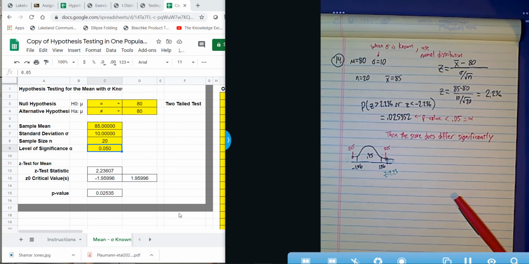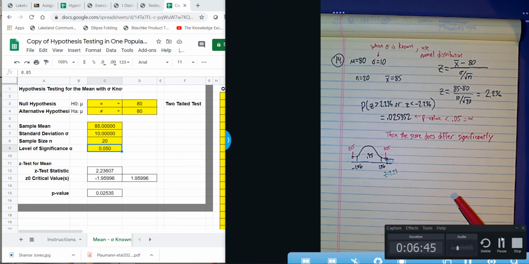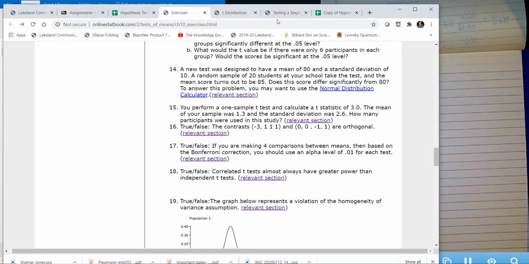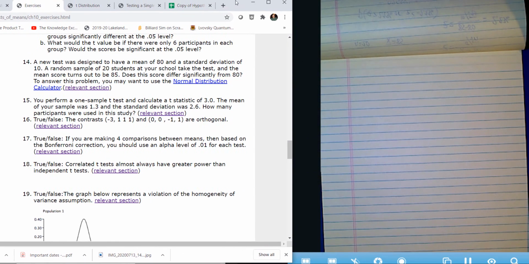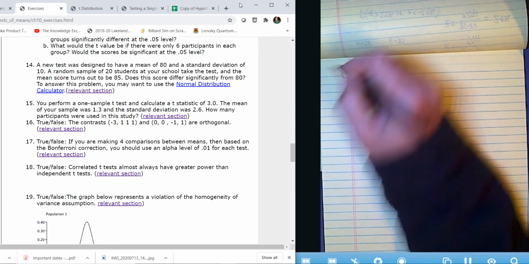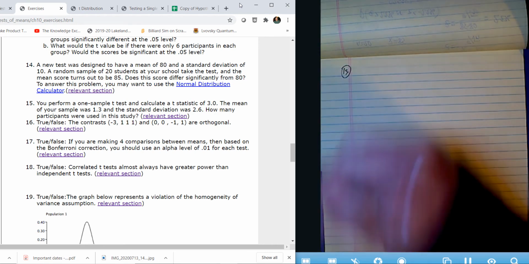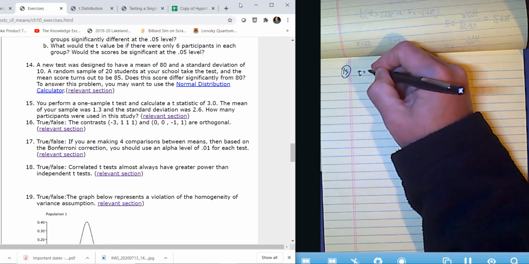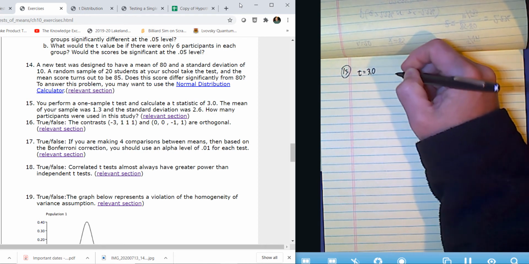Okay, number 15 is next. So I want to go ahead and work on problem 15 here. We'll take a look. Maybe I can move this over a little bit so you can see my paper. So in 15 it says you perform a one-sample t-test and you calculate that t is equal to 3.0.